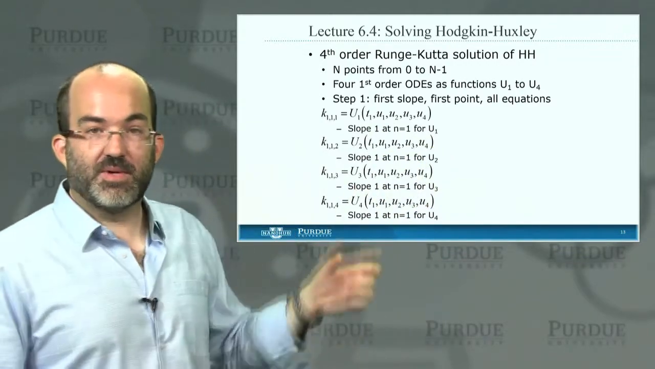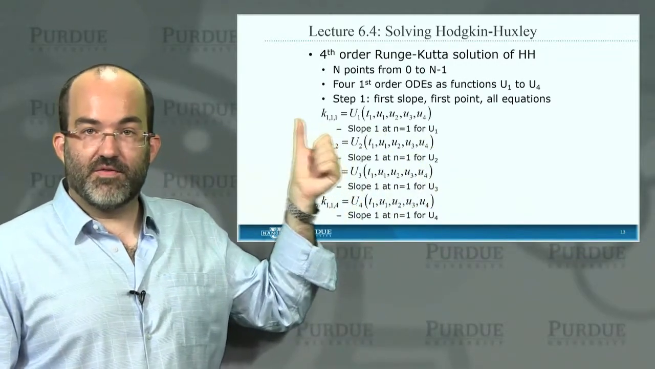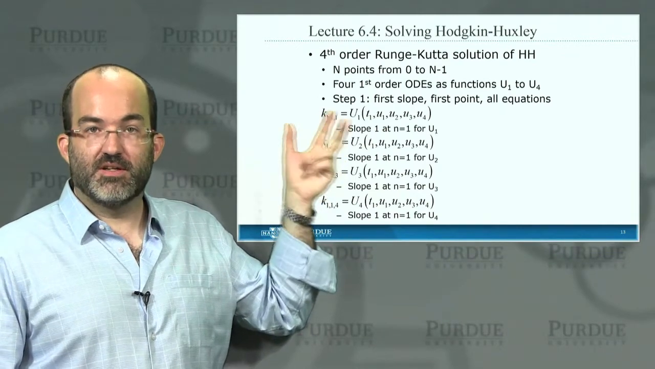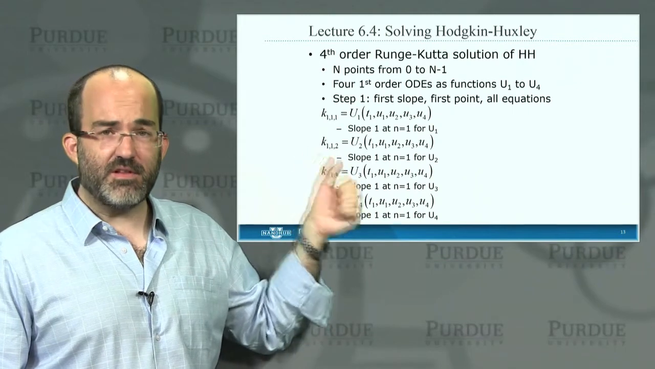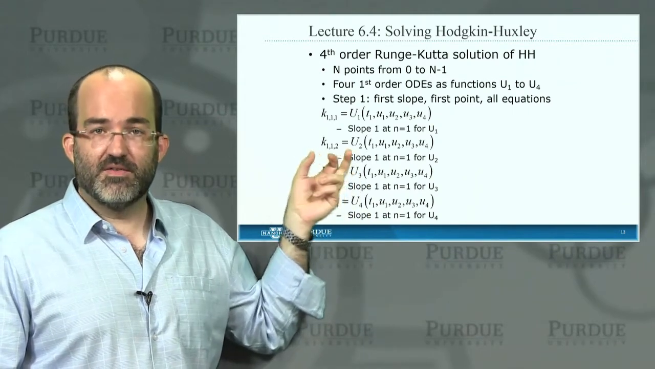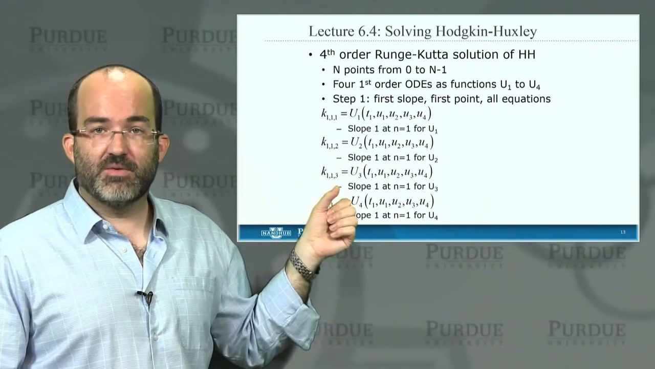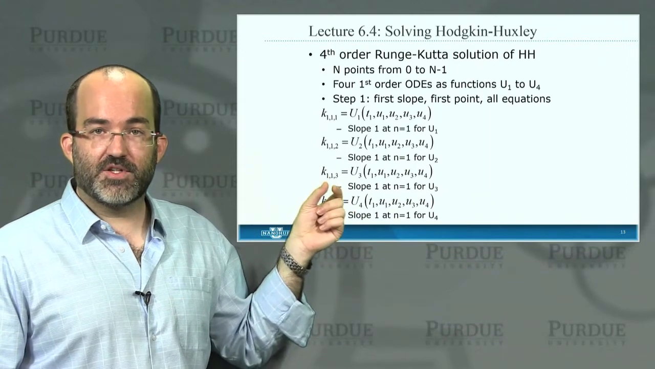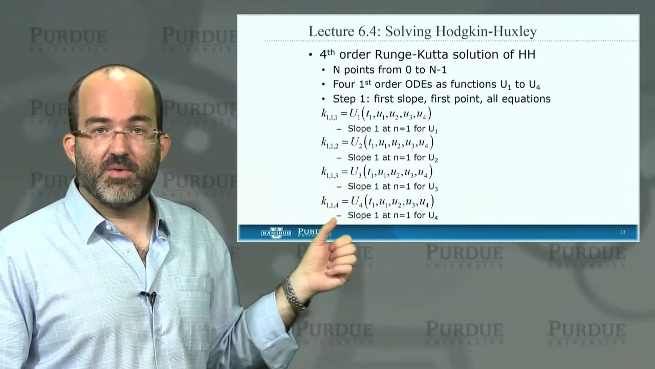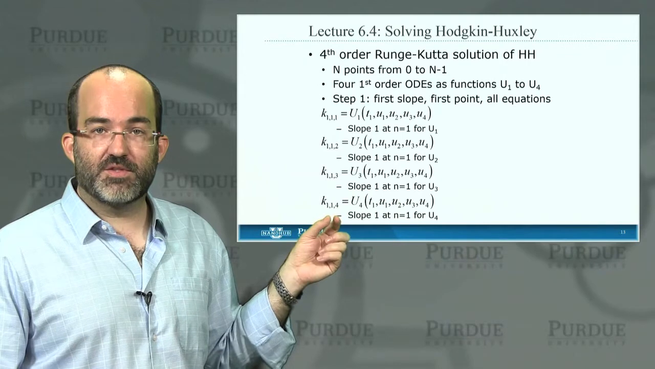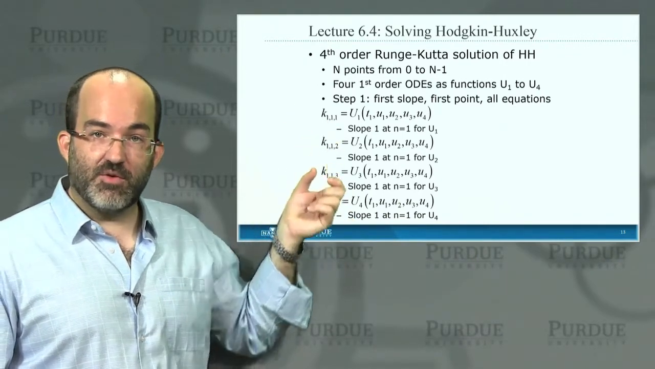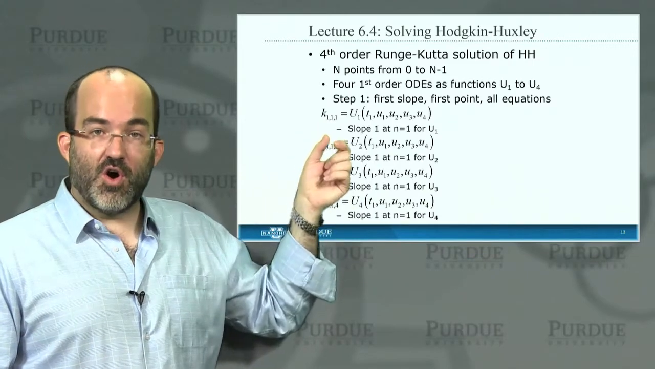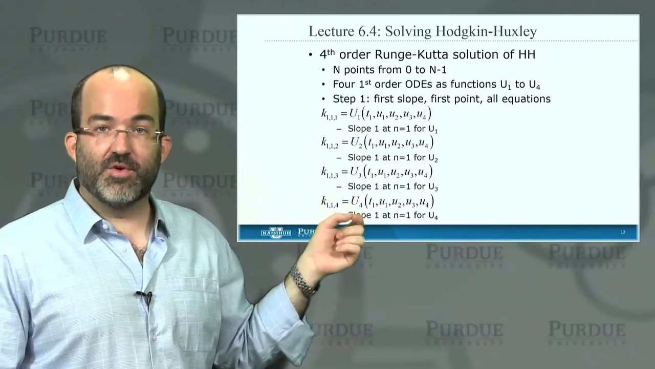And so we're going to calculate k11, the first slope for the first point, the first equation. We're going to calculate k12, the first slope at the first point for the second equation, k13, the first slope, the first point, the third equation, and k14, the first slope, the first point, the fourth equation. And when we're done, we'll have the first slope for the first point for all four equations.